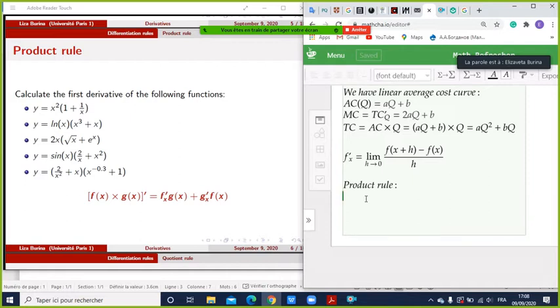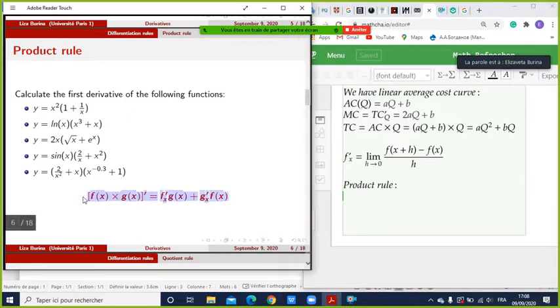Okay, let's get to the product rule. First let's look at the formula, then I'm going to show you how it works on simple examples, and only then I'll give you time to do this. So let's check the formula.